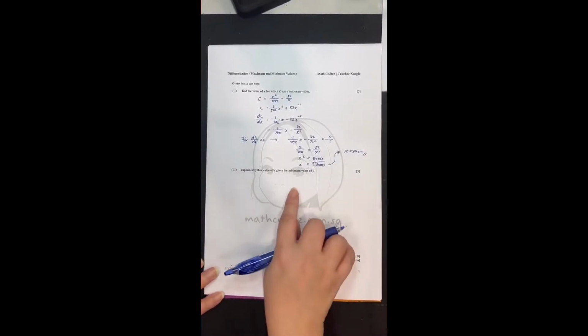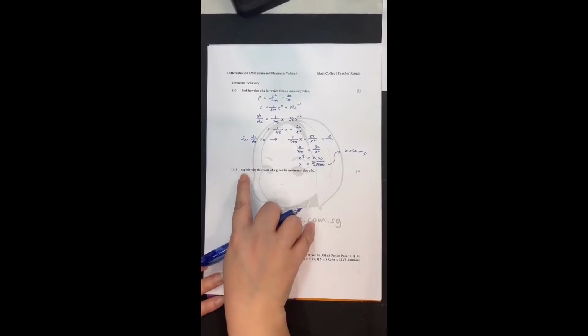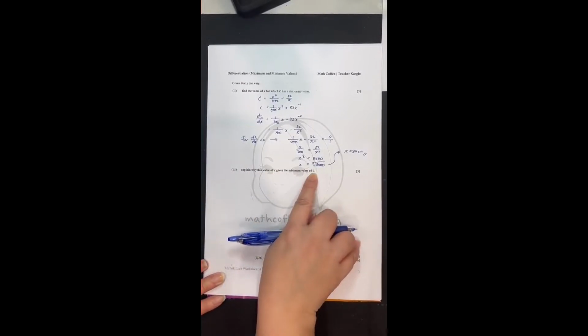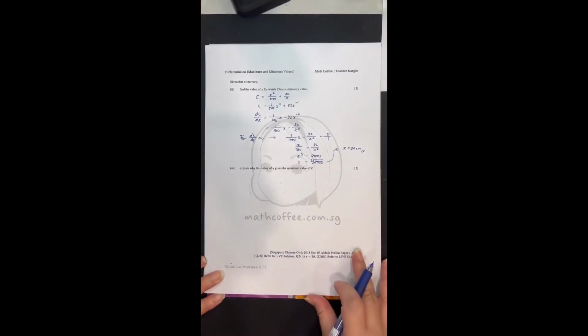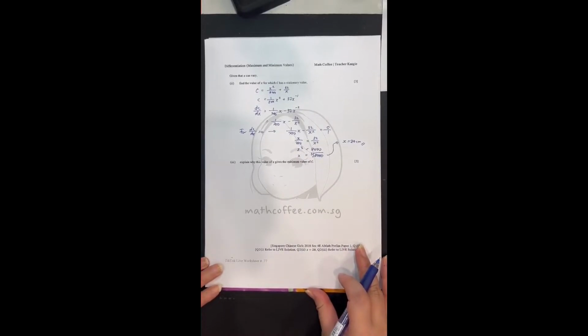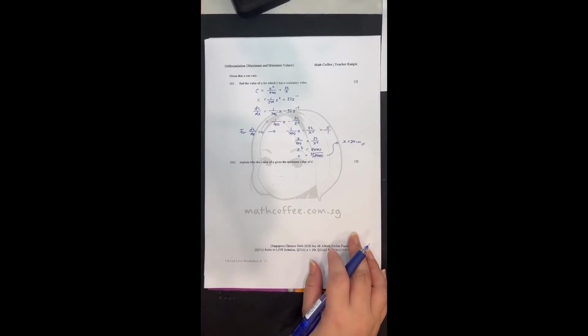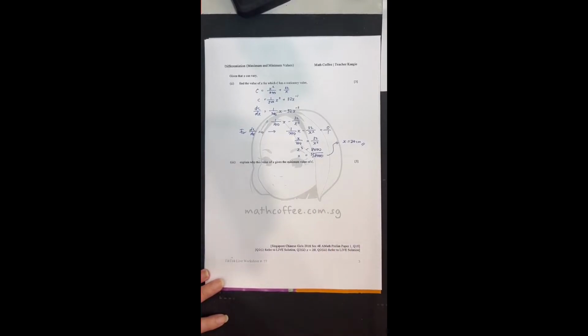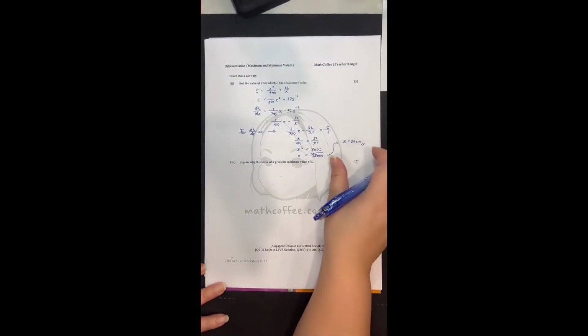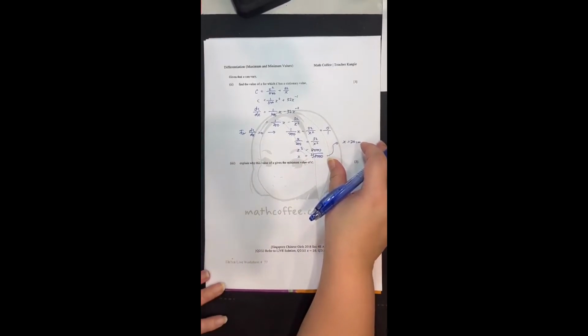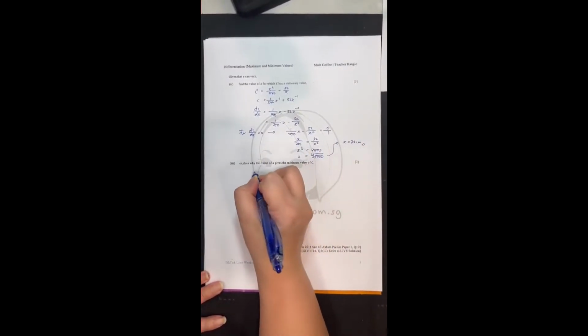So after that, come back here and it says, explain why this value of x gives the minimum value of C. In other words, they're asking you to prove why it is minimum. Again, to know whether it is maximum or minimum, we do our d squared C over dx squared. Today, our focus is on differentiation, maximum and minimum. I'm not doing other topics. If you want, you can go to my YouTube channel and see whether I did that topic before. So let's come back to here.